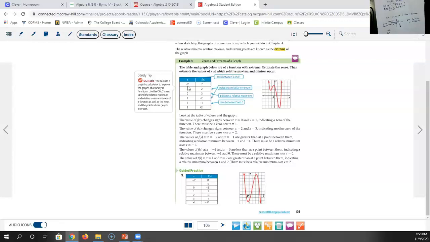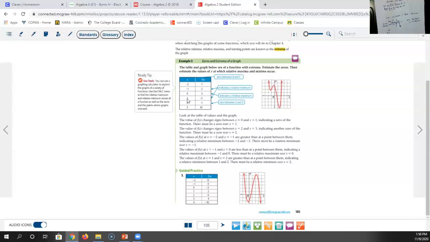So we started out at -2. Our f of x value was 7. -1, 2, 0, 3, 1, -2. That's a sign change. So what that means is that somewhere between the x value 0 and 1, our graph had to have touched the x-axis. It had to have crossed over. Okay, they're not asking us to identify exactly where. They just want us to estimate it. Okay, and that's because of the sign change.